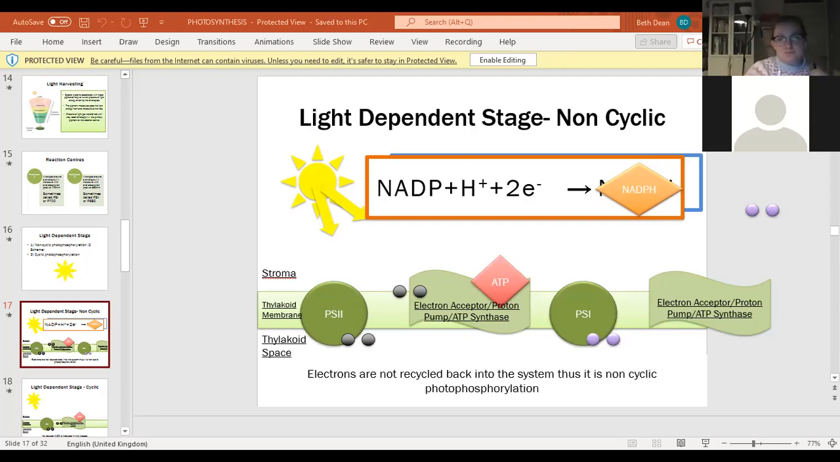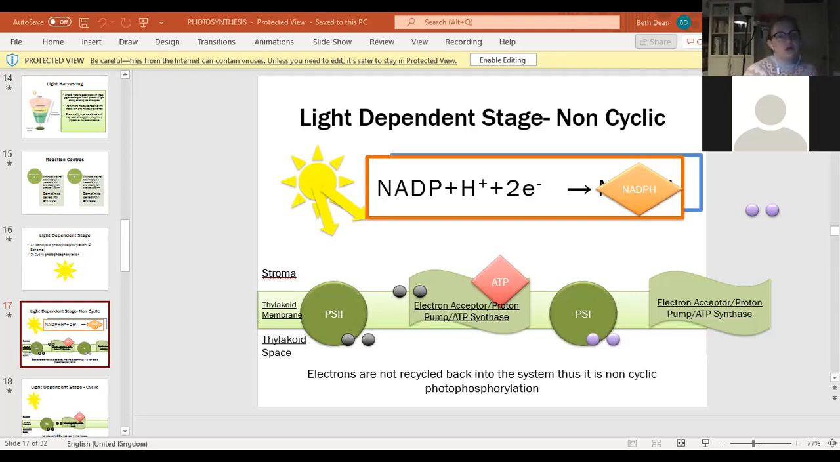So step 2: that glycerate 3-phosphate, GP, is reduced. It's reduced by the ATP that we have back from the light-dependent reaction, and by the reduced NADP.